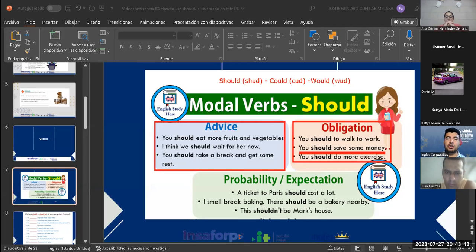In this case, you should do more exercise. If you are overweight, yeah, you should do more exercise. But if you eat healthy, if you practice sports, it could be advice, but not an obligation. It depends on the context. Let's listen to probability and expectation.